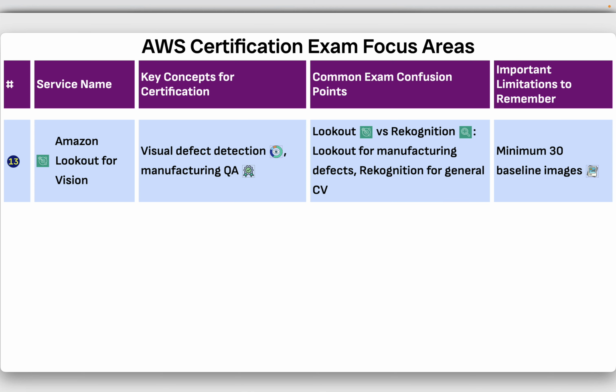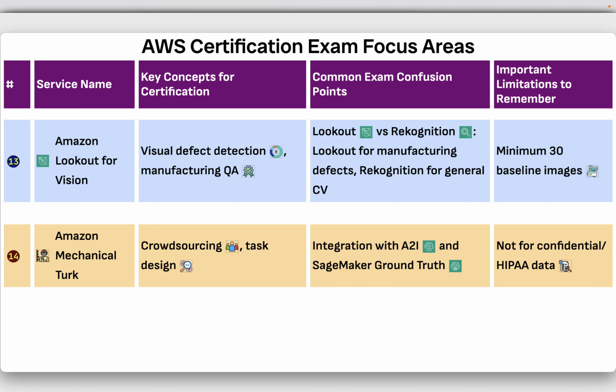Next one is Amazon Lookout for Vision. Key concept for certification is visual defect detection and manufacturing quality assurance. Common exam confusion points are Lookout versus Rekognition. So Lookout, this specific service is for manufacturing defects, but Rekognition is for general computer vision. And there's an important limitation that minimum at least 30 baseline images are required.